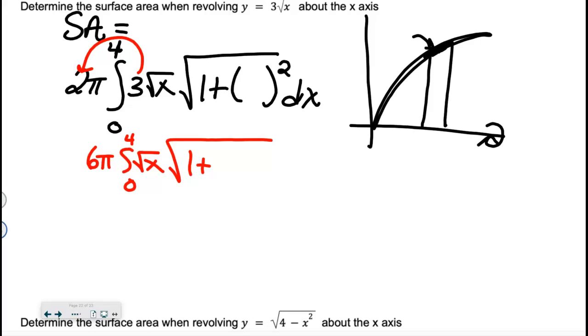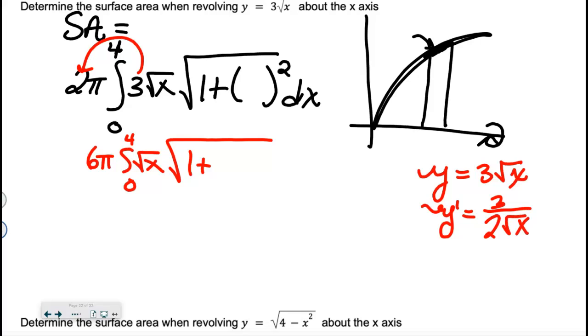3 root x, right? So over off to the side, I've got my function being 3 times the square root of x. I'm just going to call it y prime instead of dy/dx, right? What's its derivative? If you screw that up, the whole problem's going to be a mess. So what's the derivative of 3 root x? 3 over 2 root x. We've had that one so much, right? What do I need to do with the derivative? Square it. So I have my derivative squared would be 9 over 4x. Right? You good with that?